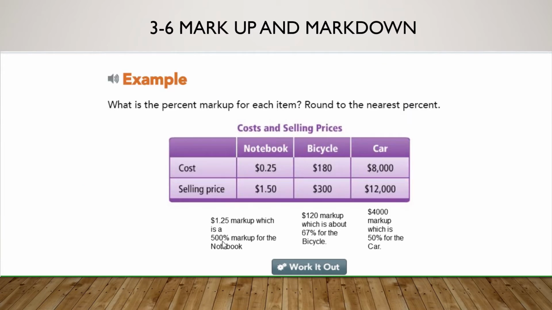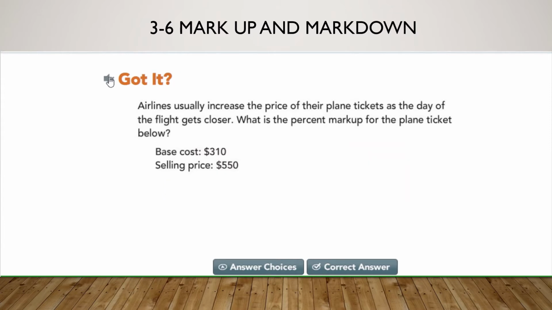For the notebook, there was a $1.25 markup, which is considered 500% of the original cost. For the bicycle, there was a $120 markup, which is about 67% of the original cost. For the car, there was a $4,000 markup, which is 50% of the original cost for the car.